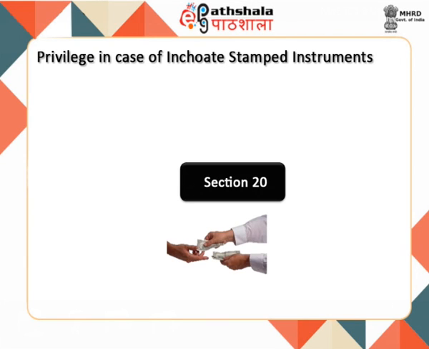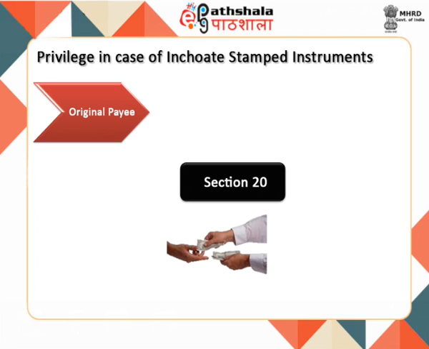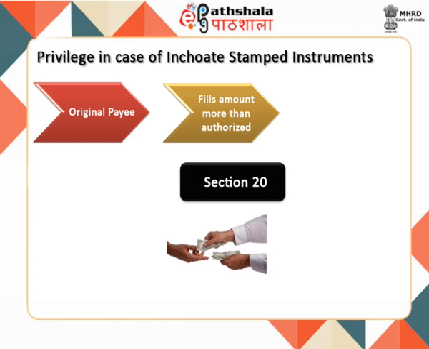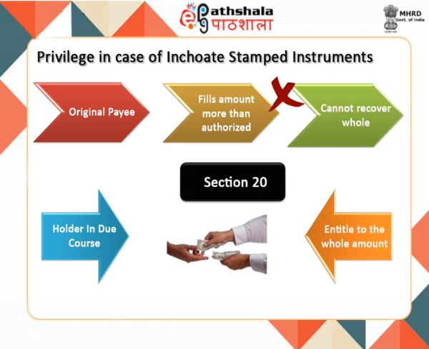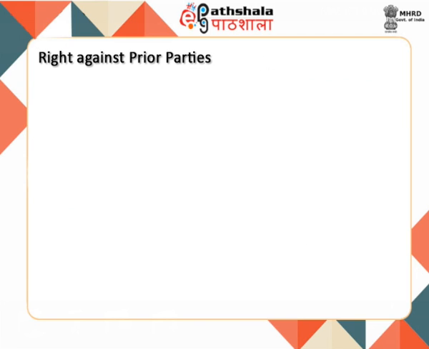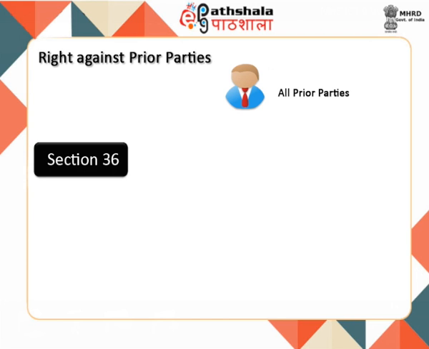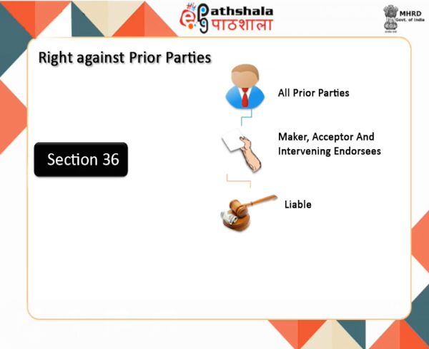Section 20 of the Negotiable Instruments Act 1881 says that if the original payee or holder fills an amount more than what was authorized, he cannot enforce the instrument for the entire amount. But if such an instrument is transferred to a holder in due course, he would be entitled to the whole of the amount so entered. Right against prior parties. As per section 36, all prior parties to a negotiable instrument, that is, its maker or drawer, acceptor, and intervening endorsees, continue to remain liable to a holder in due course, both jointly and severally.